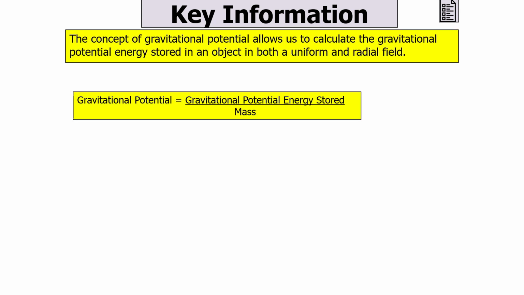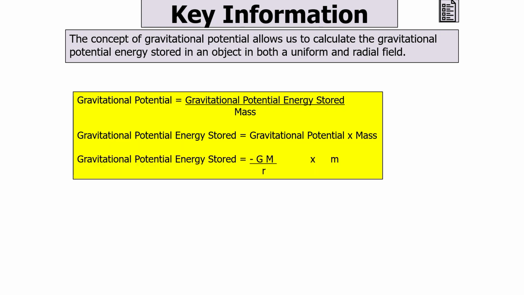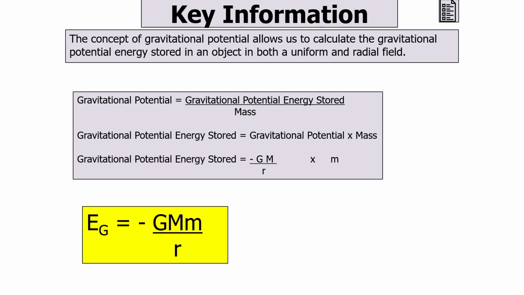Now, the concept of gravitational potential allows us to calculate the gravitational potential energy stored in an object in both a uniform and radial field. Now, we know that gravitational potential is equal to the gravitational potential energy stored over mass. So therefore, we can say that the gravitational potential energy stored is gravitational potential times mass. So it is minus GM over r times m. So it gives us our equation of minus GMm over r.